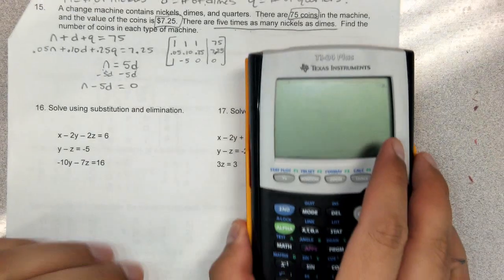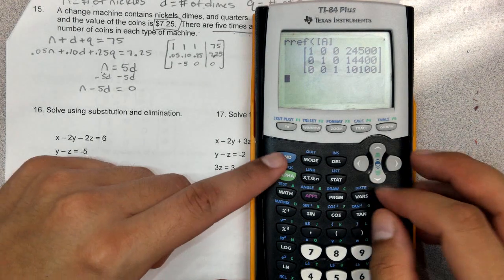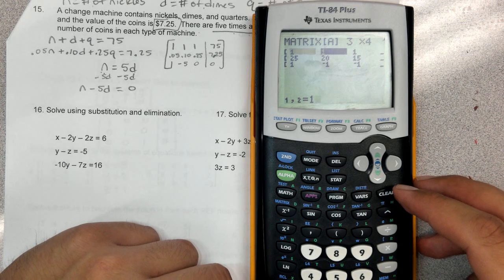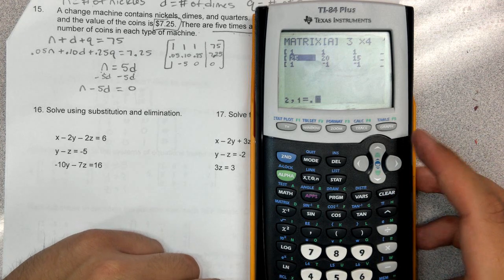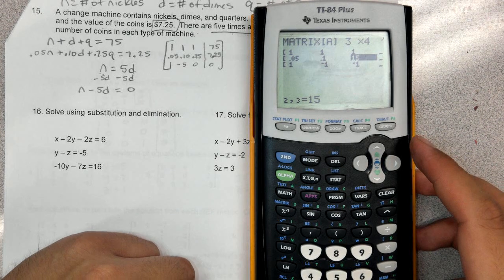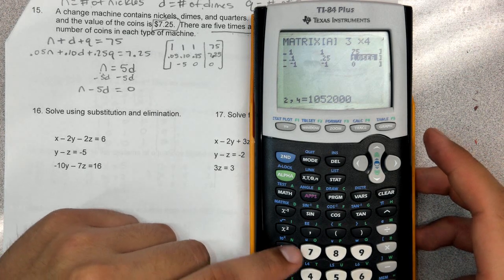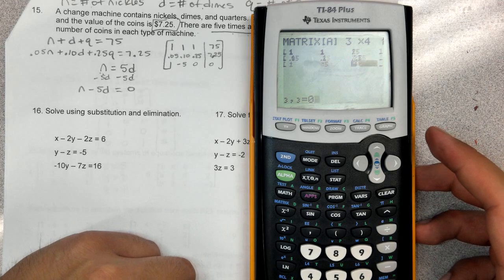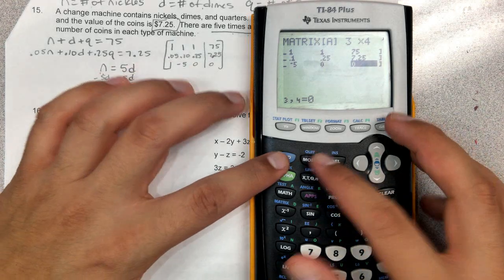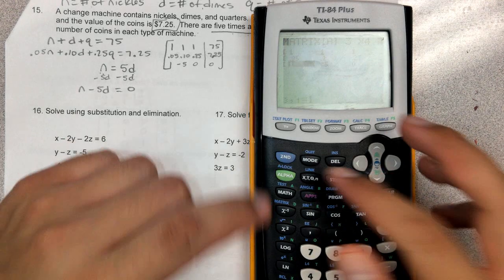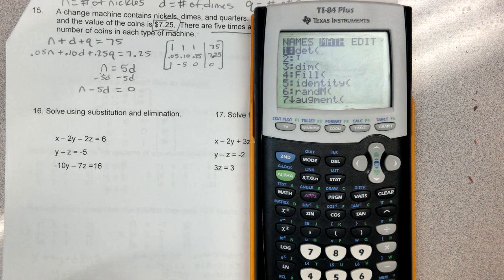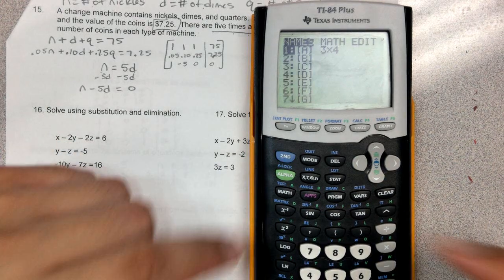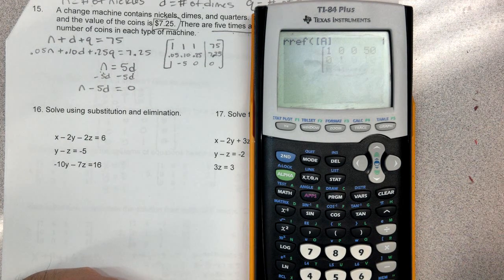Alright, so let's put this again in the calculator. Second matrix, edit, make sure it's a 3x4. So 1, 1, 1, 75, 0.05, 0.10, 0.25, 7.25, that's the second row. Now the third row, 1, -5, 0, 0. And then looks good. So second mode, back to second matrix, go to math, go to RREF, go back to second matrix, now insert matrix A.